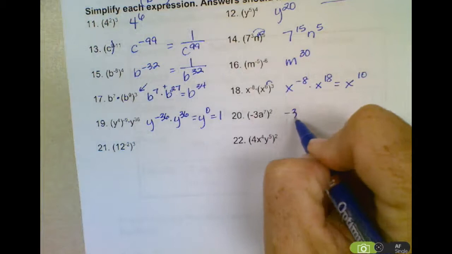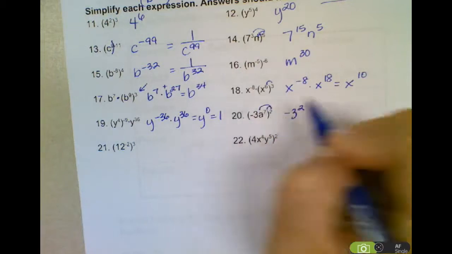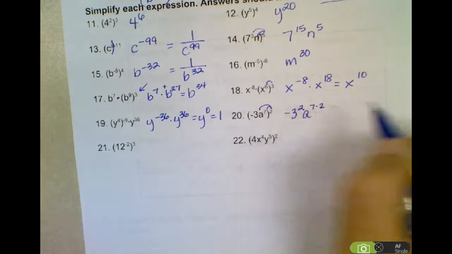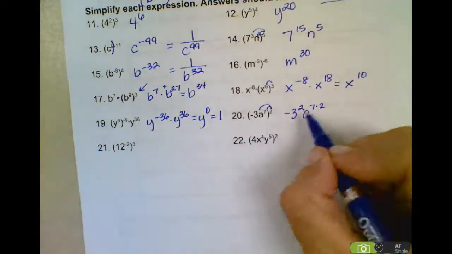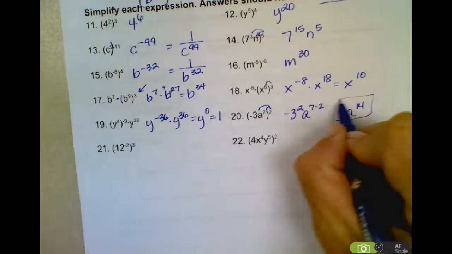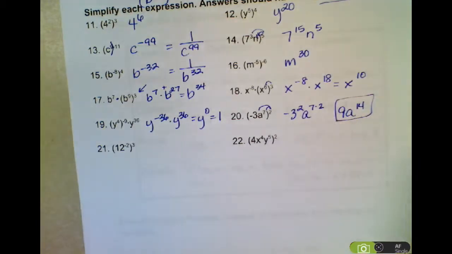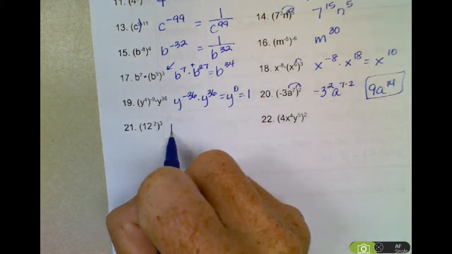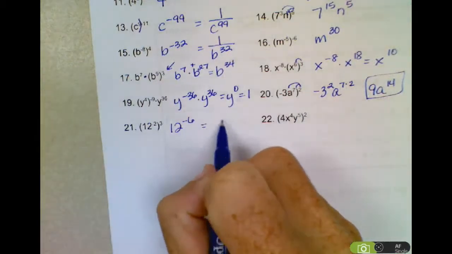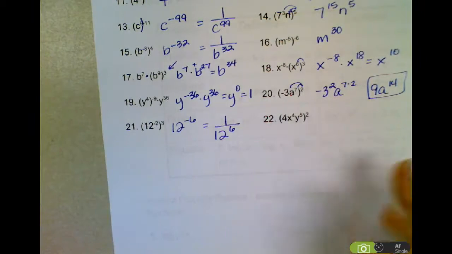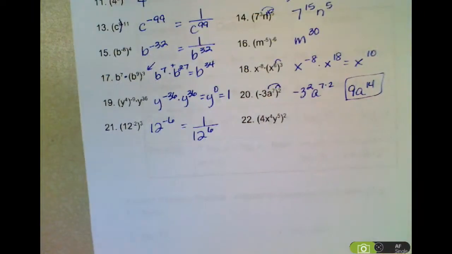Here we would have negative 3 squared. I have to raise everything to that power, so negative 3 squared and a to the 7 times 2. So negative 3 squared is 9. 7 times 2 is 14. Okay. Almost done. Negative 2 times 3 is negative 6. I can only write that with positive exponents, so I need to move that to the denominator and make it a positive exponent.